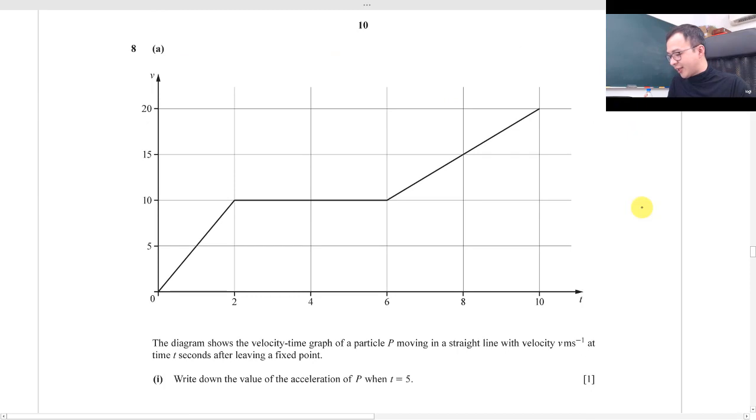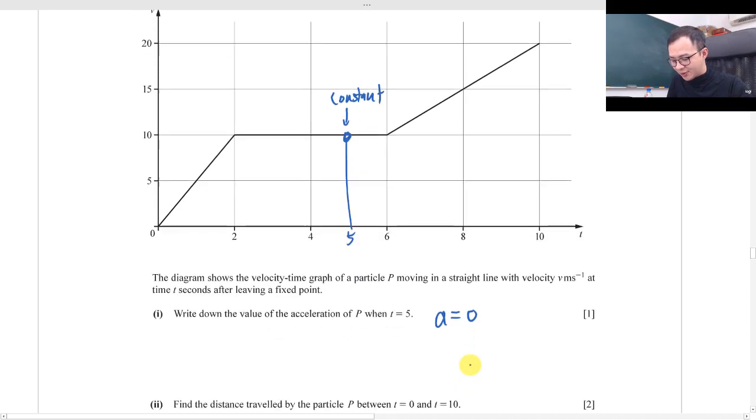Alright, the next one, number 8. The diagram shows the velocity-time graph of the particle P moving in a straight line. They ask about the acceleration at time equal to 5, which is here. You can see this is constant, right? Constant speed means acceleration should be 0. Quite straightforward.